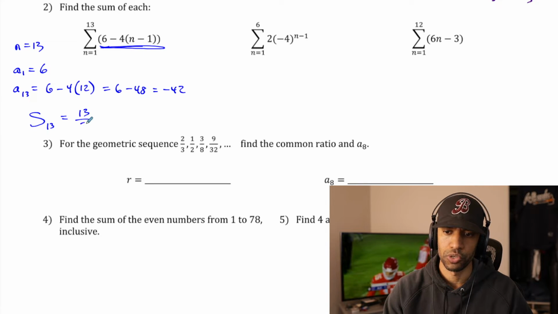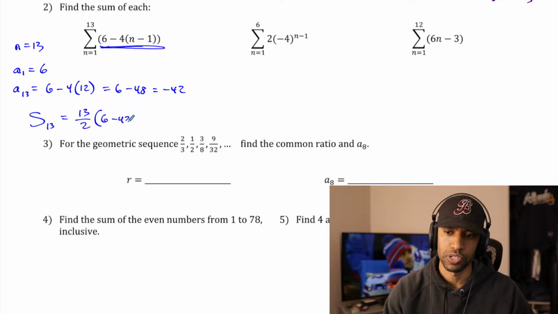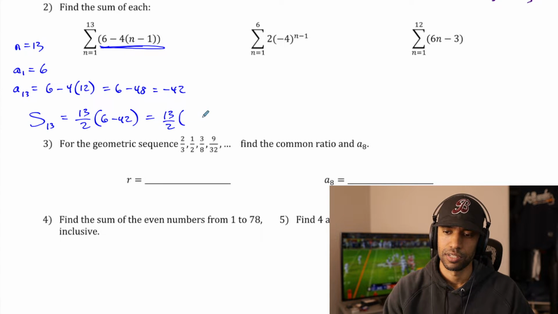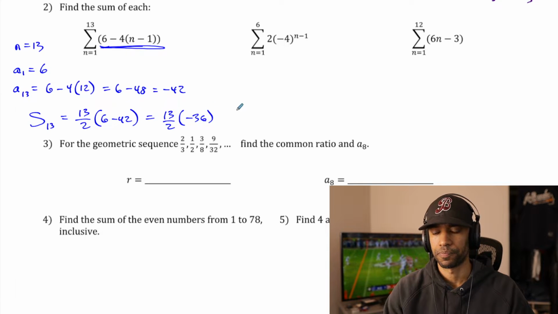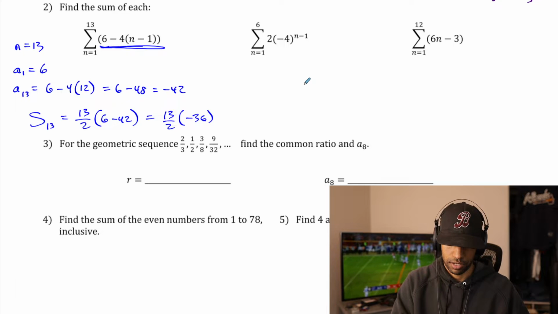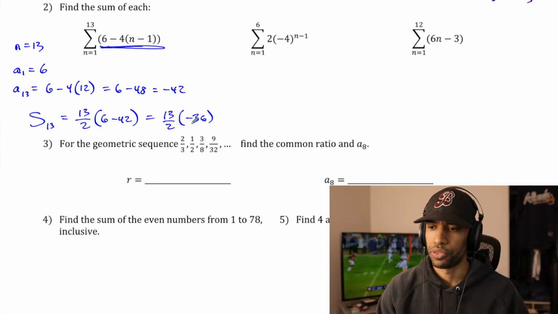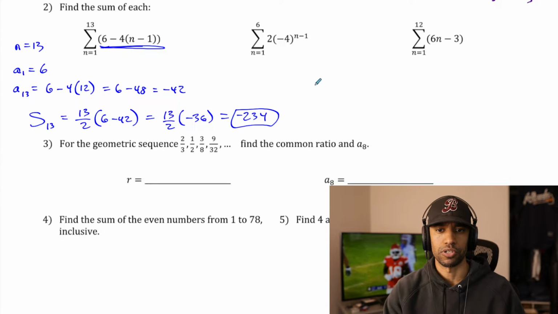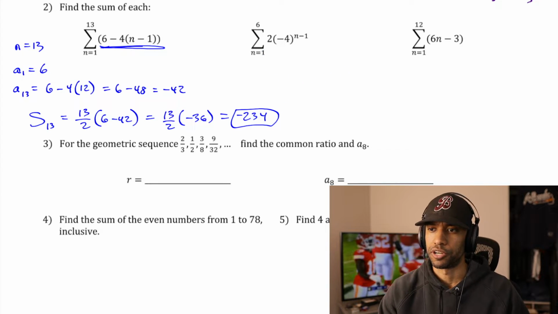This will be 13 over 2 times 6 plus negative 42, or 6 minus 42, which is 13 halves times negative 36. Could I do this? Let's see, negative 18 times 13. I don't know that. I'm not going to spend a long time on that. 234. Negative 234. So that should be our sum of our first 13 terms in that finite arithmetic series.